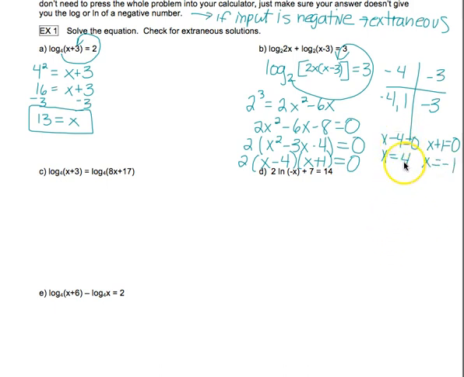So when I plug these back in to check them, 2 times 4 is 8. So that's positive, that's fine. 4 minus 3 is 1, so that's fine too. So x equals 4 is going to work. X equals negative 1. 2 times negative 1 is negative 2. So that gives me a negative input. That means that this is extraneous, and I need to cross it out because it doesn't work.